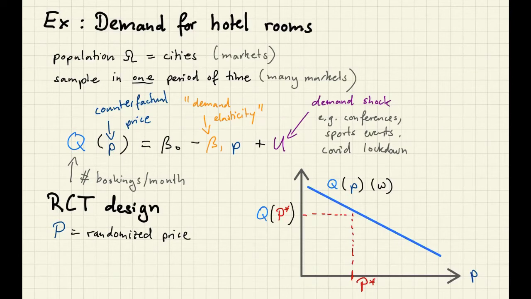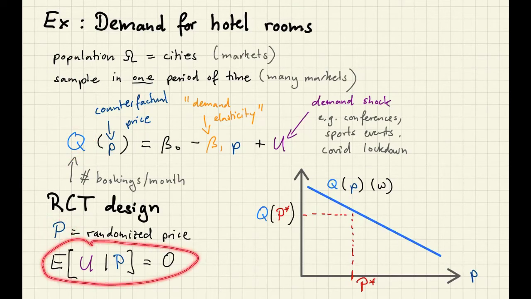If we do our randomization right, then P should be uninformative about the demand shock. Or in other words, the conditional expectation of the demand shock given randomized price P should be equal to 0. If we regress the demanded bookings after randomization on the randomized prices, then this exogeneity assumption makes sure that we can estimate our parameter of interest.